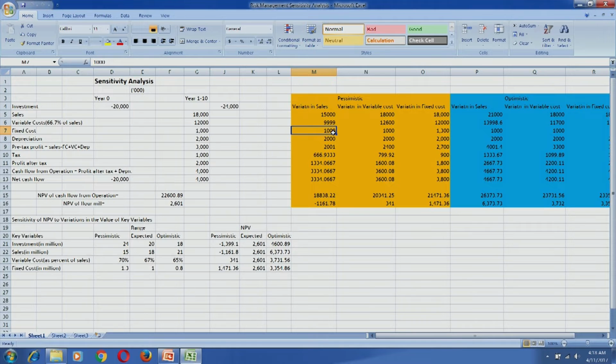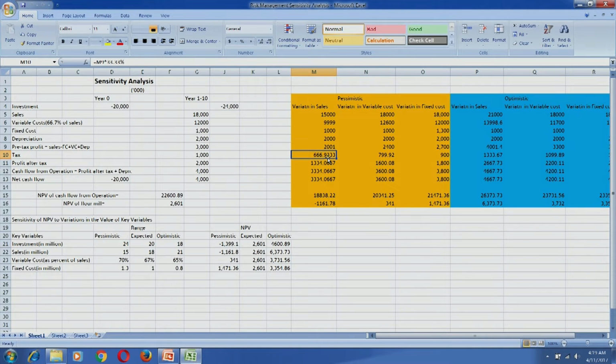Fixed cost, as I said, all other input variables will remain same except sales, right. So, fixed cost is same, depreciation is same, of course, your pre-tax profit will change because your variable cost has come down, right. So, 15,000 minus these three, you will get 2001. This is nothing but pre-tax profit when your sales is 15,000, right.